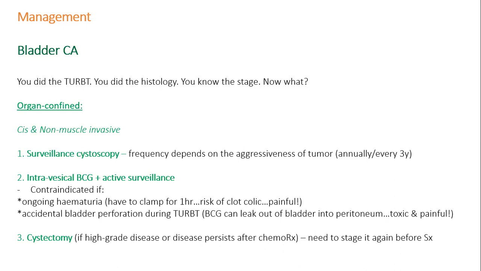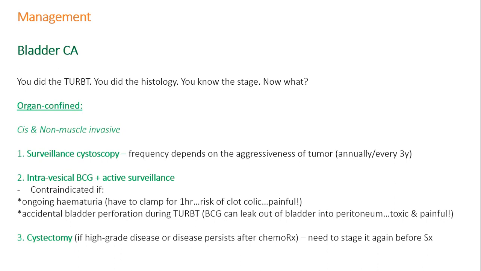Going back to the classification, it could be organ confined, locally advanced, or metastatic. If it is organ confined, it is either carcinoma in situ or non-muscle invasive. If it is non-muscle invasive, mainly you don't do anything actually. The commonly used practice is surveillance cystoscopy. Like the name says, you serially do cystoscopy on the patient just to check the progress of the tumor. And if it is progressive, you go ahead and remove the tumor, which we'll come to later.